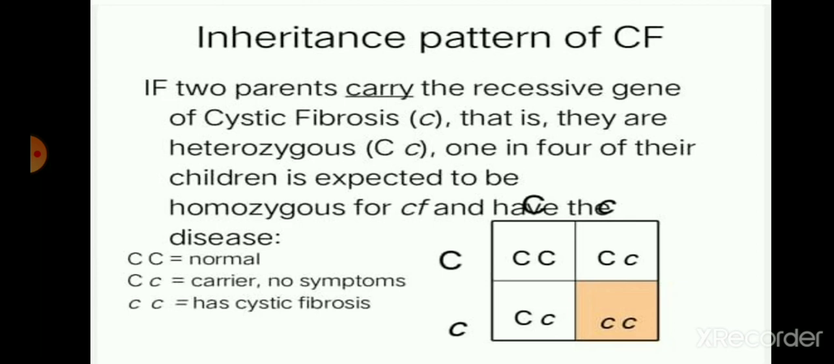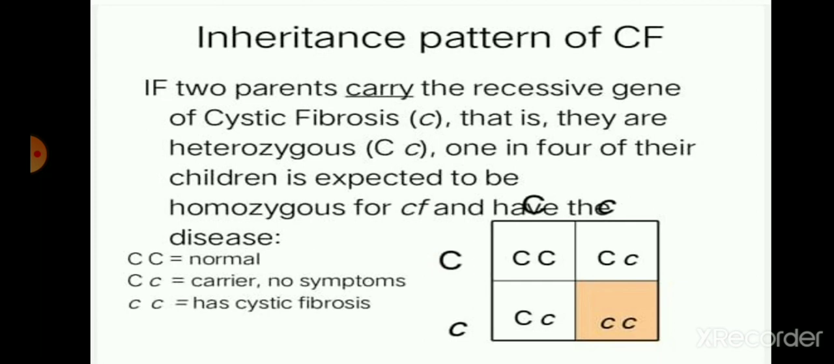But if the two parents are carriers, that is, they just carry this recessive gene, one a dominant gene and one a recessive gene, the dominant gene suppresses the expression of the recessive gene. So the parents are heterozygous for cystic fibrosis, and 1 in 4 of their children is expected to be homozygous for cystic fibrosis and have the disease. In this case you can see parent one has heterozygous genes, one dominant C and one recessive. Here also one is dominant and one is recessive.